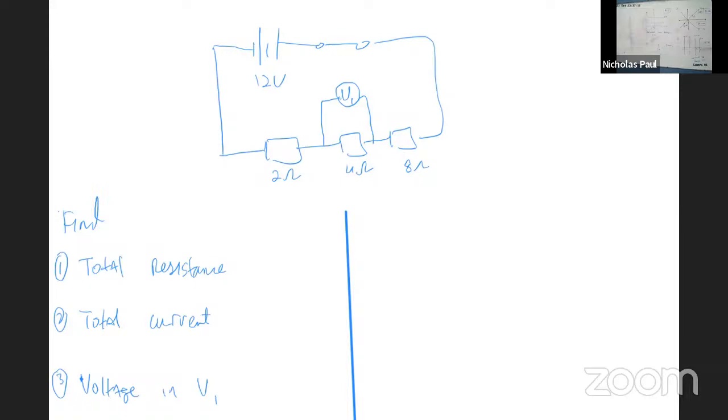Okay, let's see what we got. So everything here is series so far, right? Part one, the total resistance. We're just adding it up: 2 plus 4 plus 8. That's 14.